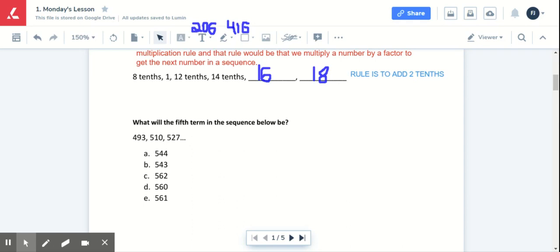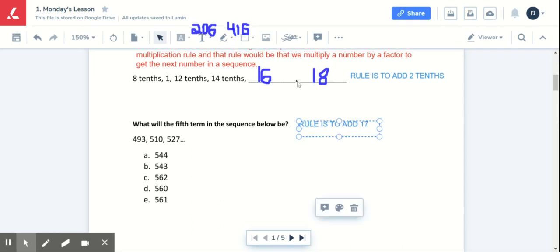To get from 493 to 510, you should have been able to see that if we add 17, we would get our next number. Let's see if that's true for 510 to 527. Is it true? Yes, it is. So our rule here is to add 17. Great. So now let's figure out why A is incorrect.